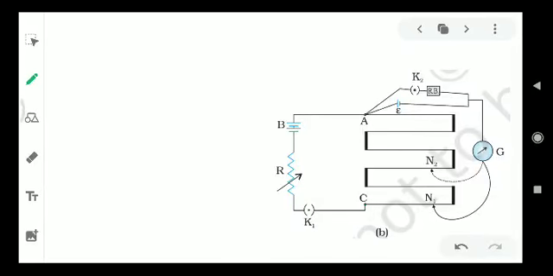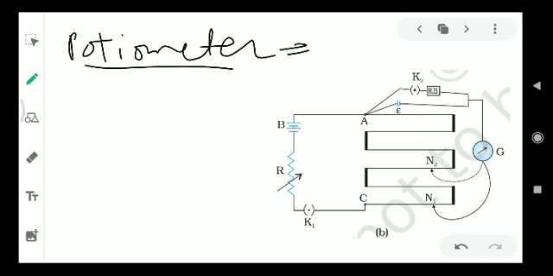So dear class, as you can see, we are going to discuss the potentiometer. How can we use a potentiometer to find out the internal resistance of a given primary cell? You can see the circuit is looking very complicated, but it is not complicated at all. I can replace this circuit like this.